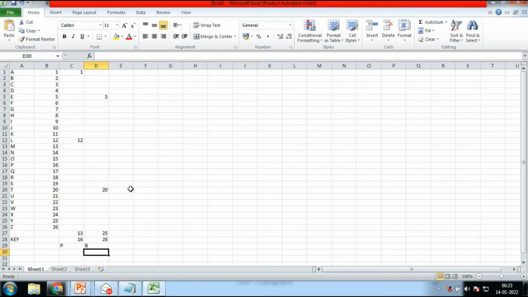So T and M: T becomes 20, and M becomes 13. So 20 and 13 becomes 33. 33 plus 3 becomes 36. So 36 minus 26 is 10. So we get J.